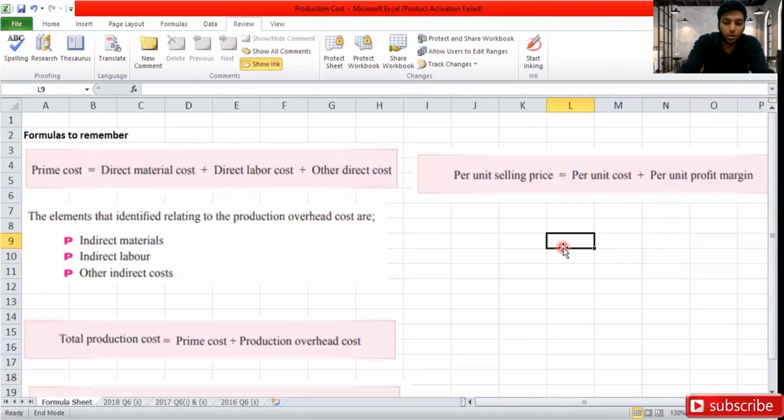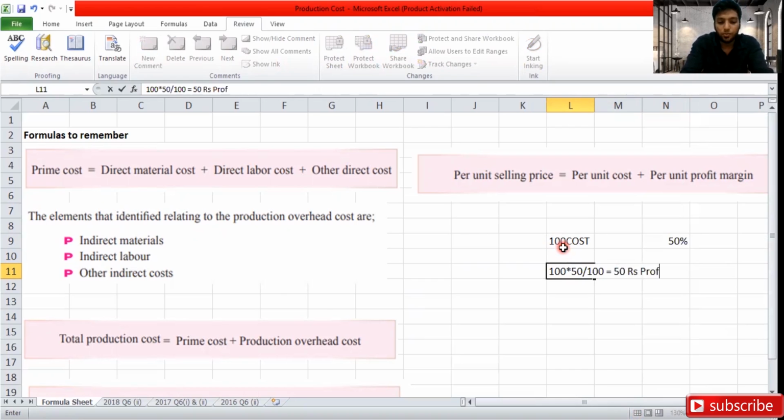100 rupees is the cost. They'll say the profit margin is 50%, on cost. So how are you going to determine your selling price? Very easy. 100 into 50 over 100 is 50. So this is your profit margin, 50 rupees margin. And you have another thing. 100 is your cost.